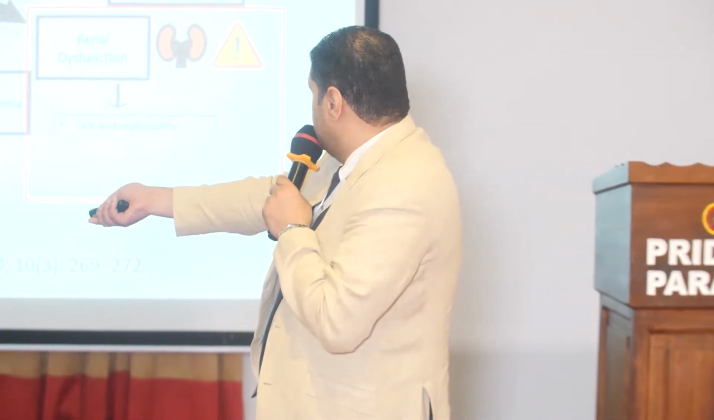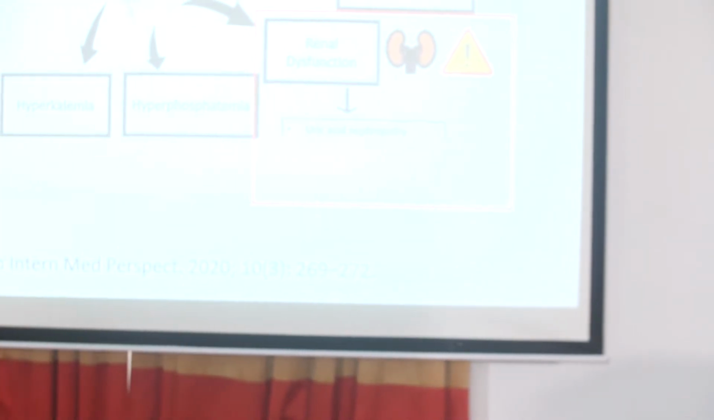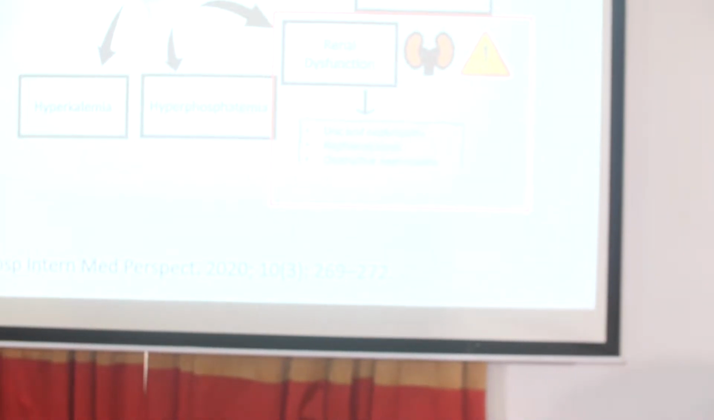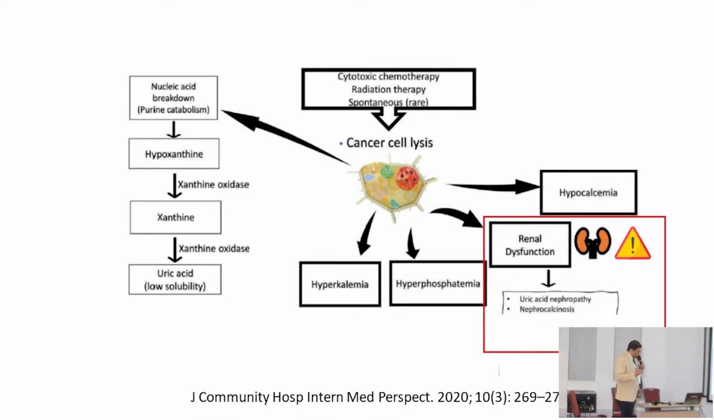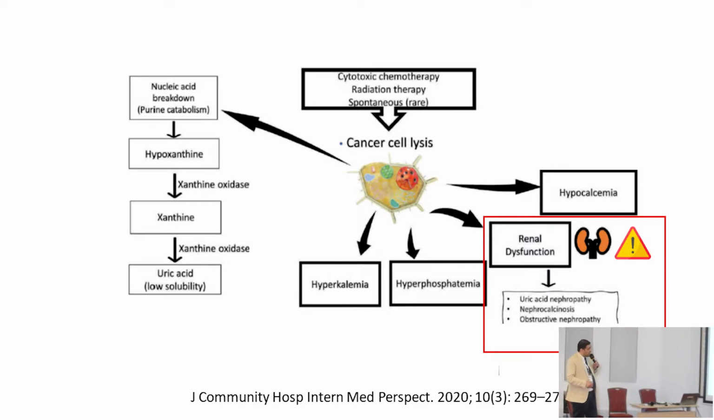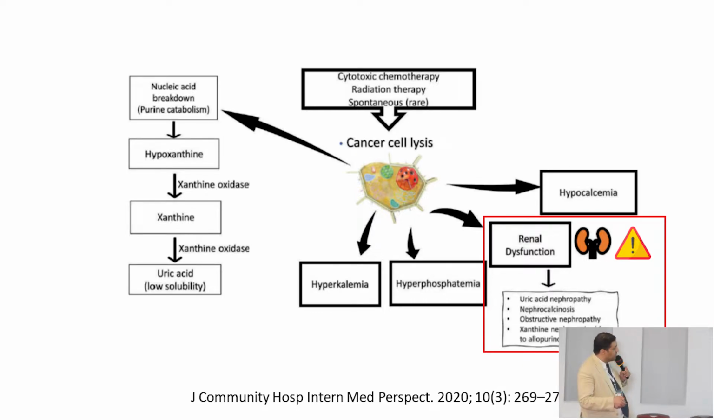Then the next point will be nephrocalcinosis, because again the phosphate will attach to calcium and deposit in the kidney. Then we may have obstructive nephropathy because of the same causes. Then one of the least important, but there is a little evidence that it is present, we may have nephropathy due to allopurinol therapy, which I will mention later as the site of action of the allopurinol.